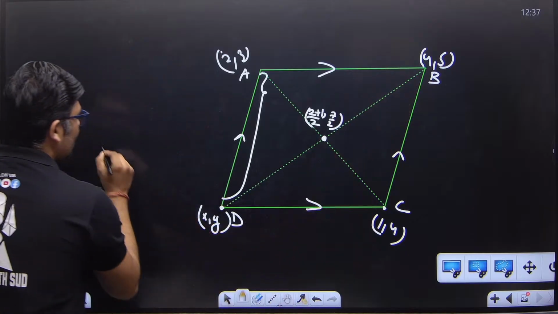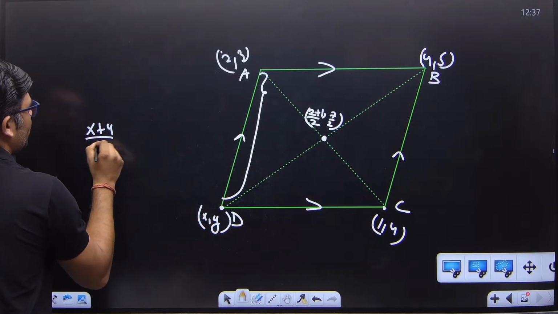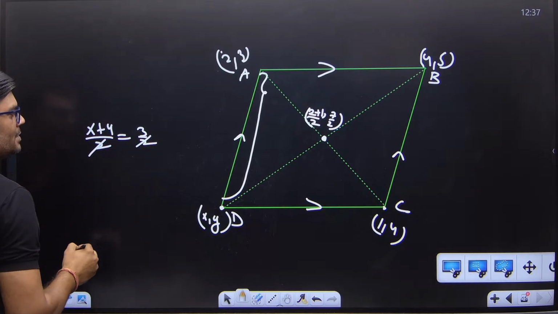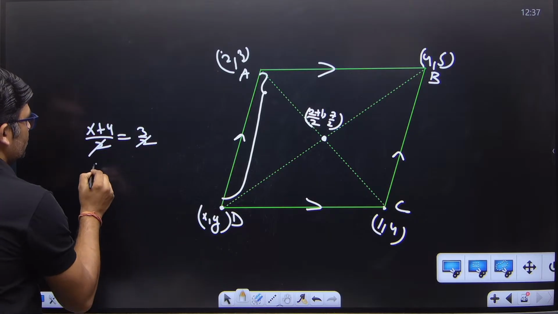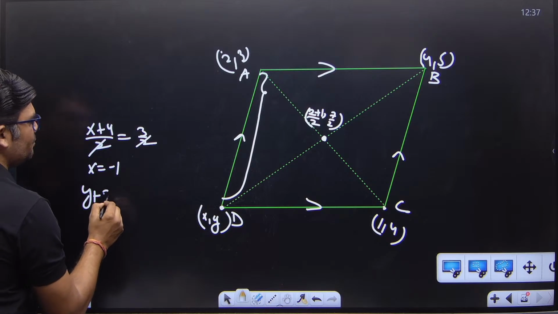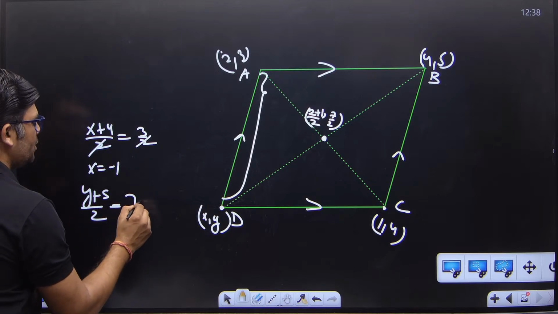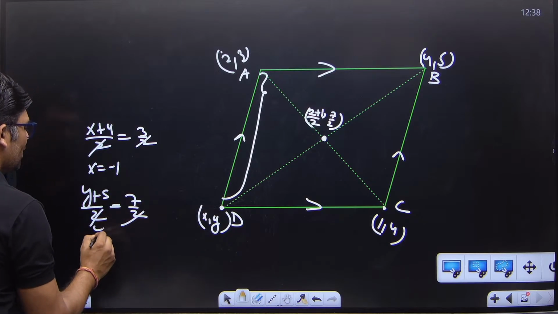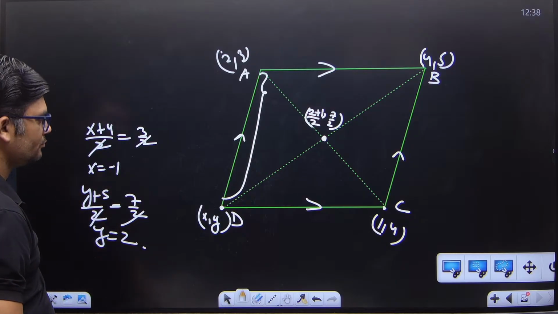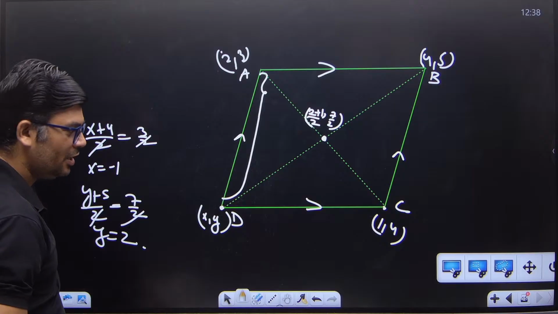So that means (x plus 4) by 2 must be equal to 3 by 2. So 2 and 2 get cancelled out. x equals -1. And similarly, you can see that (y plus 5) by 2 must be equal to 7 by 2. So y will be equal to 2. Are you getting it? Yeah, that is much easier. It is the best idea.